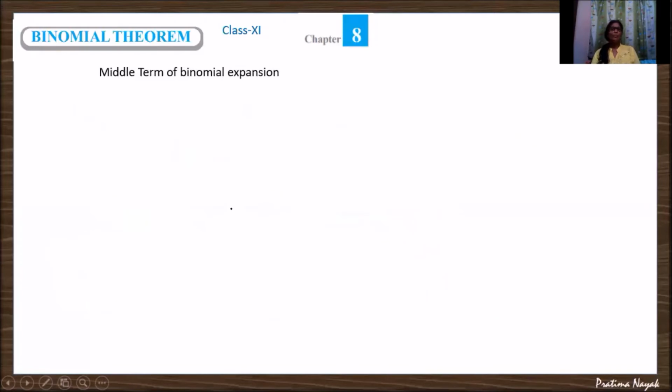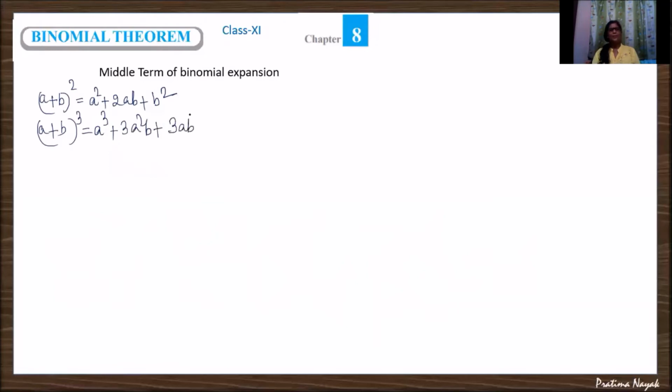Next, we will go for the middle term of the expansion. For the middle term of the expansion, let me start from the beginning. Suppose (a + b) to the power 2. You know that it is a square plus 2ab plus b square. Now (a + b) whole cube is equal to a cube plus 3a square b plus 3ab square plus b cube.